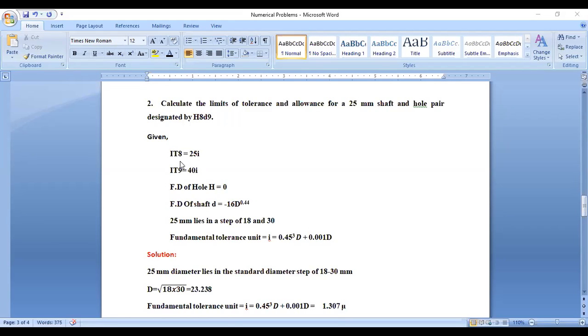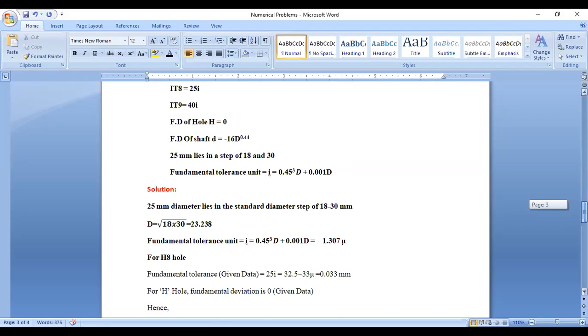Okay. So IT8 is 25i, IT9 is 40i. Fundamental deviation of the hole H, as you know, will be 0. The fundamental deviation of shaft D is minus 16D raised to 0.44. 25 mm lies in a step of 18 to 30. Fundamental tolerance unit I, the equation is given. Okay, this is the equation they have given. So using this equation, you have to solve the problem.